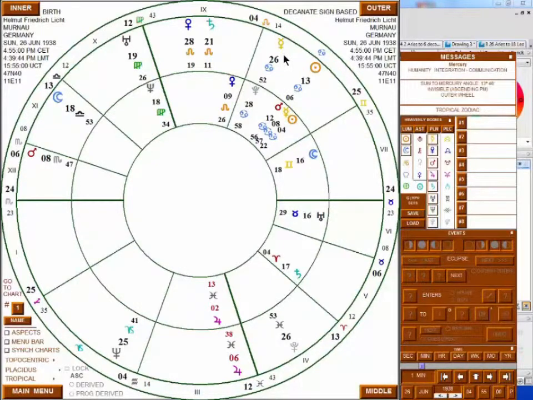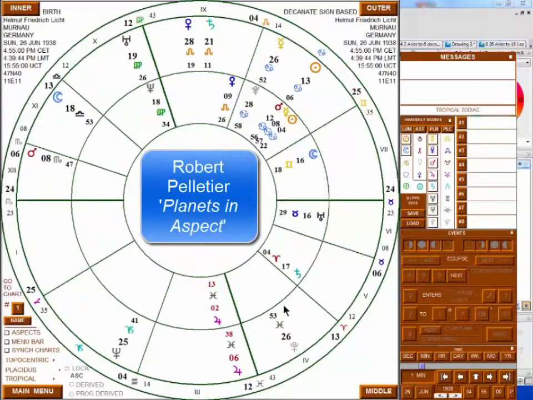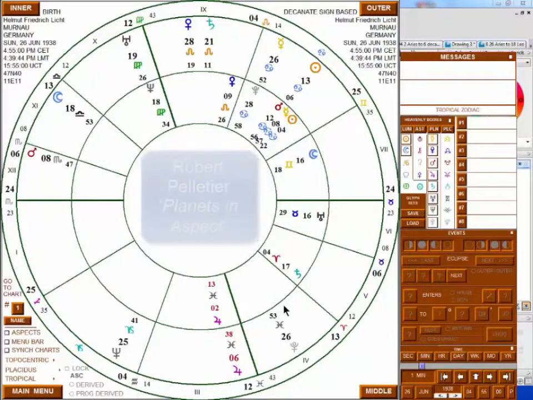You look for aspects now between the Decanate twins and the natal planets. For instance, my Decanate moon at 18 Libra is now opposing my natal Saturn. So you can now safely go into a cookbook. Robert Pelletier is a good one. And read up on moon opposing Saturn. What else do we have? Well, Uranus Decanate twin is conjuncting my natal Neptune. I will read up on Uranus conjunct Neptune.